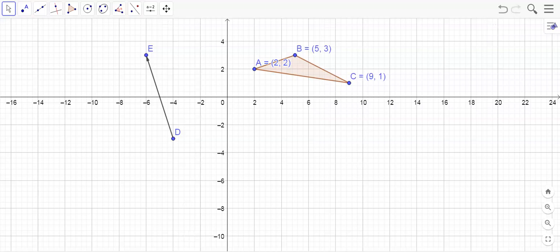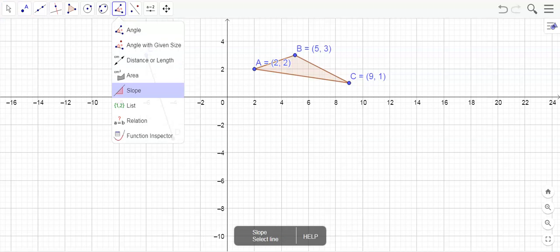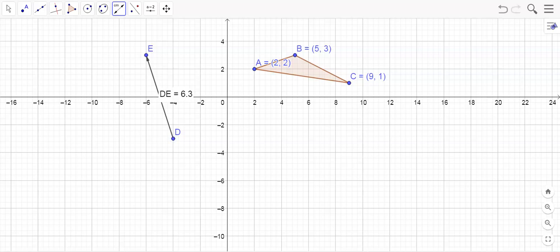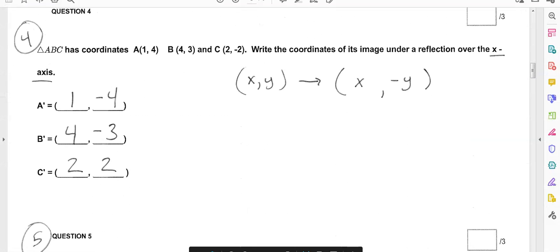And that way I'm going to measure. I'm going to say, hey, what is the length from D to E? 6.3. So you get that, or you could have done the Pythagorean theorem and built your legs and did leg squared plus leg squared equals hypotenuse squared. Either way would work.